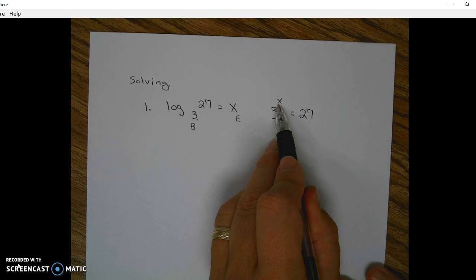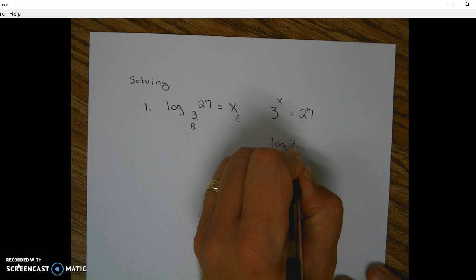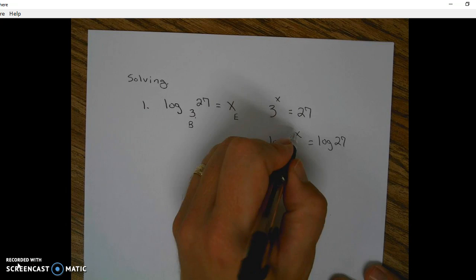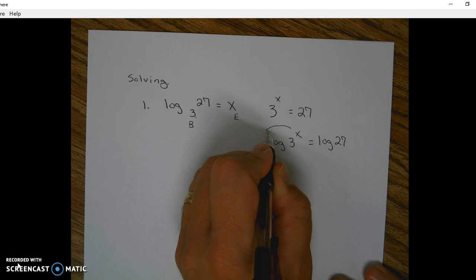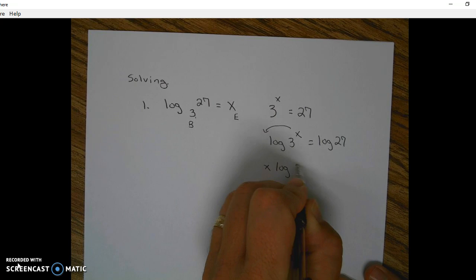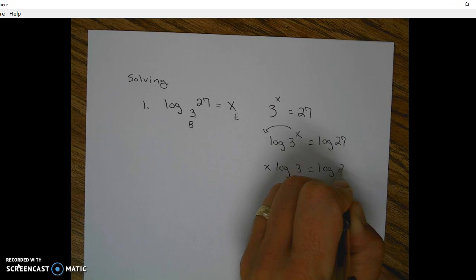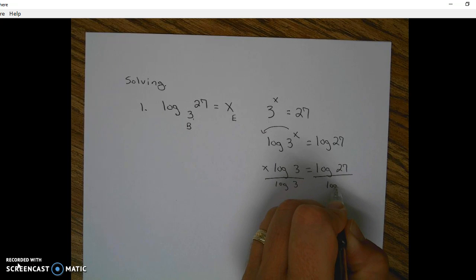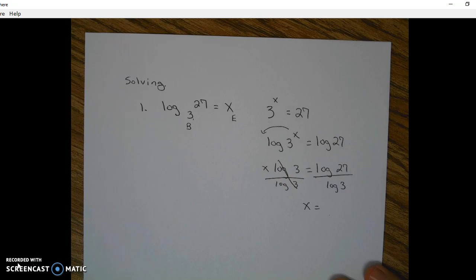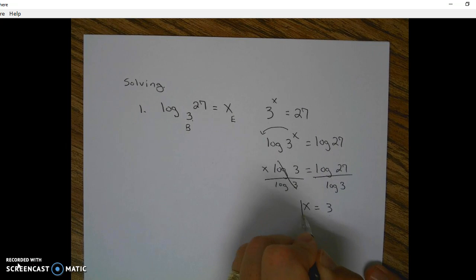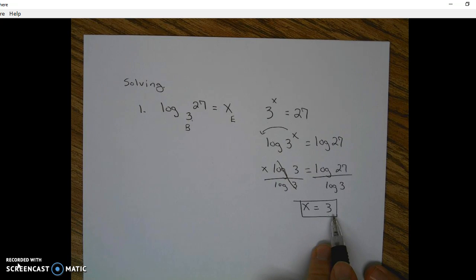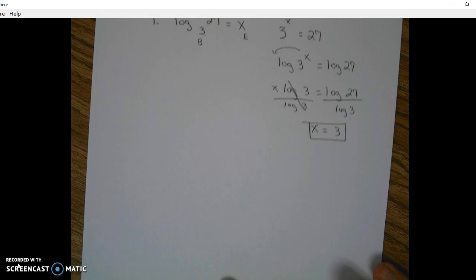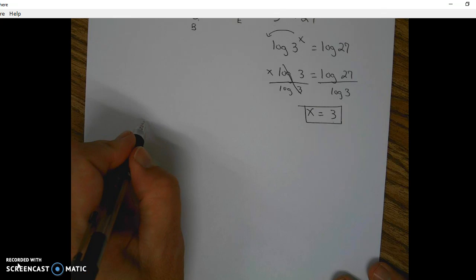When we have a variable in the exponent, we take the log of both sides. Bring the x down front. Solving for x, we divide by log of 3. And plugging that into our calculator, we get x equals 3. You probably saw that answer back up here, right? 3 to the third power is 27? Sure you did. Okay, let's take a look at another example.